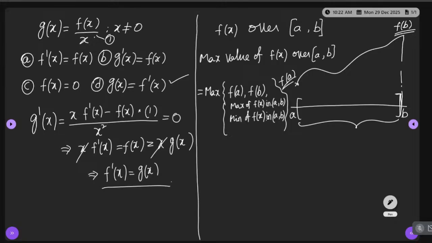So you need to find maximum or minimum in between A and B.